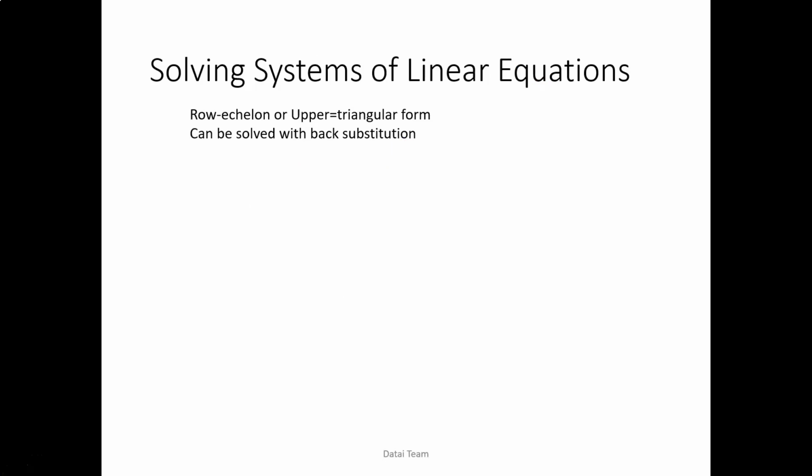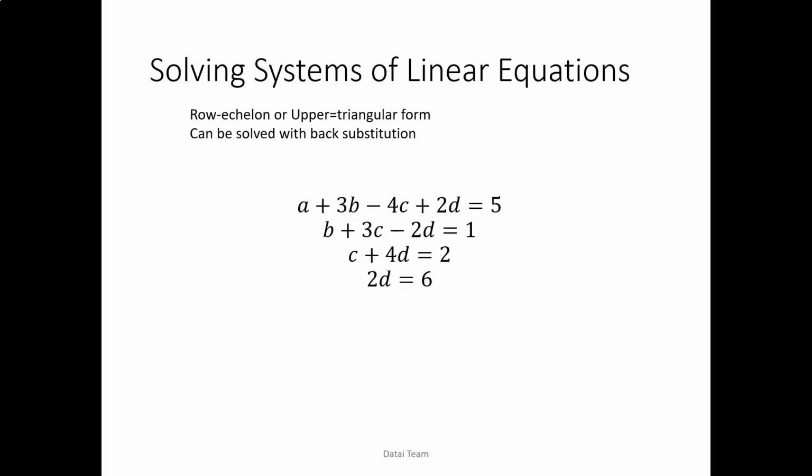Knowing how to solve systems of linear equations is a necessary skill, and you can solve them by putting them in row echelon form or upper triangular form. And when you put the values in that form, you can simply use substitution and get every value that you need. For example, let's say that we have a plus 3b minus 4c plus 2d is equal to 5. Then we have b plus 3c minus 2d is equal to 1. c plus 4d is equal to 2. And then 2d is equal to 6. From this we can get that d is equal to 3.